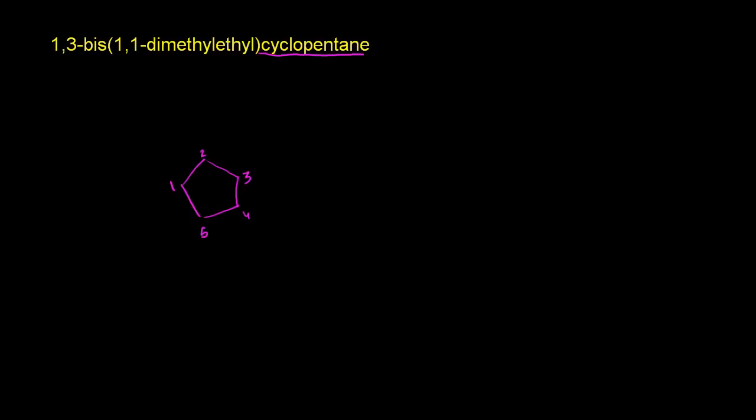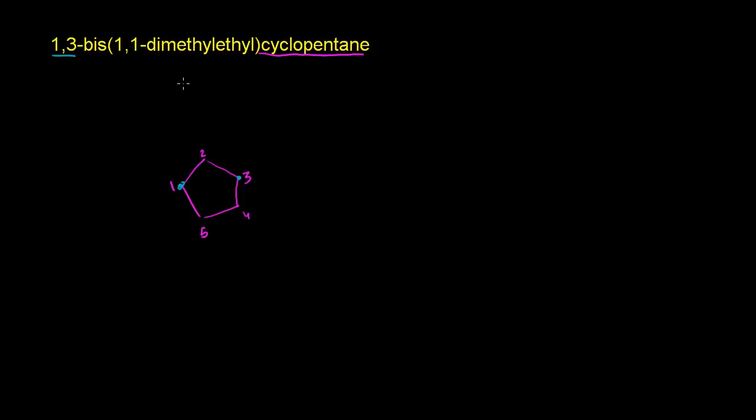And this is telling us that at the 1 and 3 position, we have, and the bis is kind of redundant. This is saying we have 2 of these things. So obviously we have 2. We have 1 at the 1, 1 at the 3. So you can kind of ignore the bis. That's just the convention, and we've seen that multiple times. But at each of those positions, we have a 1,1-dimethyl ethyl.